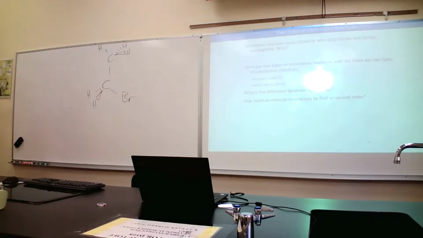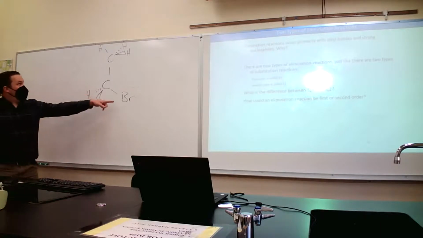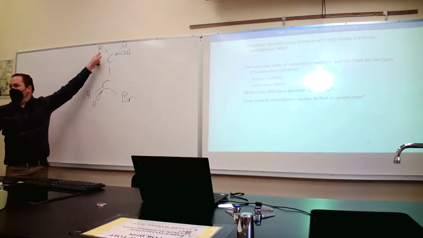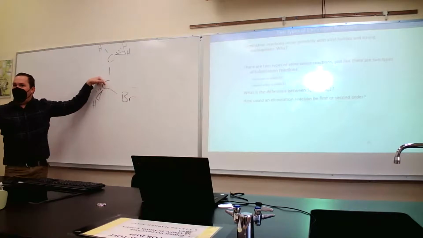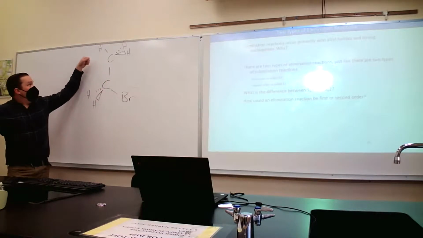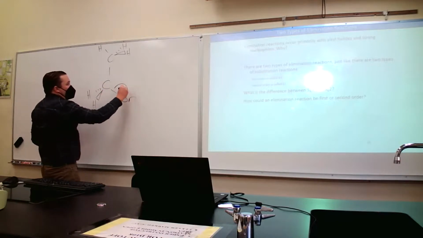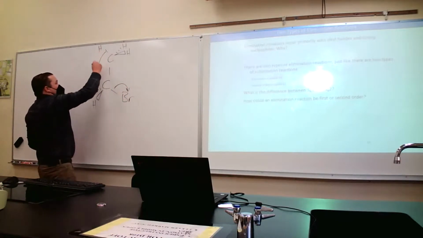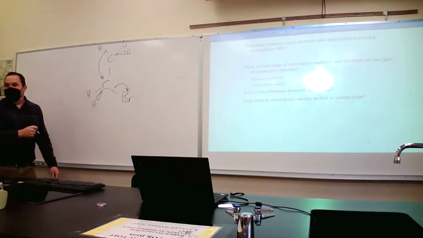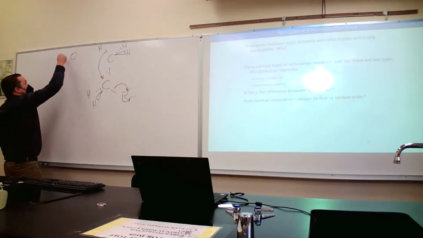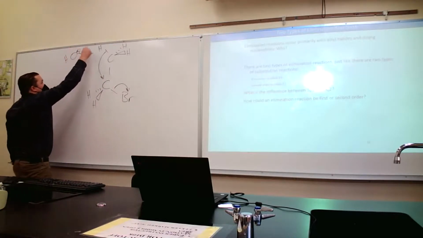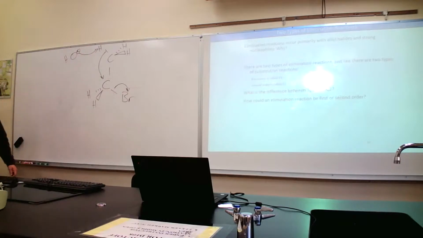So let's say we've got bromoethane. We could have the leaving group leave, and then a base steals a hydrogen to make ethene. Or we could have our leaving group leave at the same time as the electrons are moving over. So we could have all of that happening simultaneously.